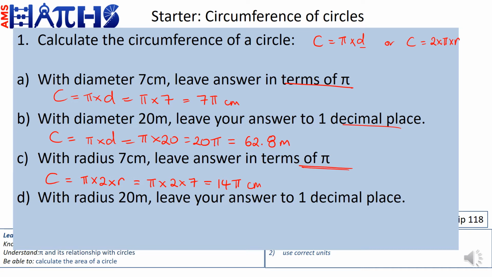Next, our final one is circumference of the circle with a radius of 20 meters. So C is equal to 2 times pi times radius is equal to 2 times pi. The radius is 20, so we end up with 40 pi, but we need to change that to one decimal place. So we would get 125.7 meters.